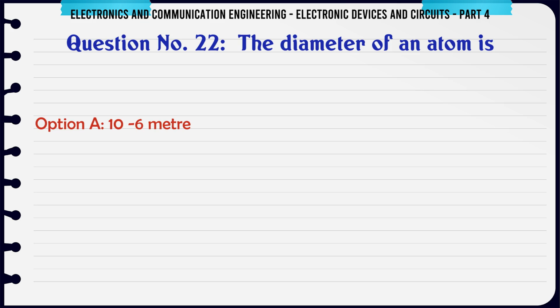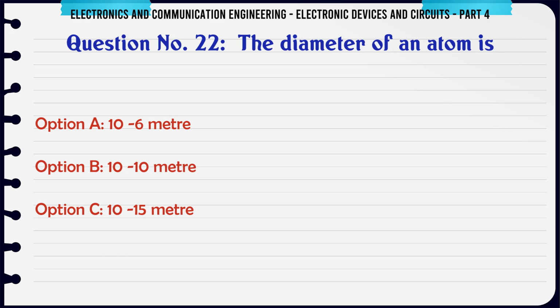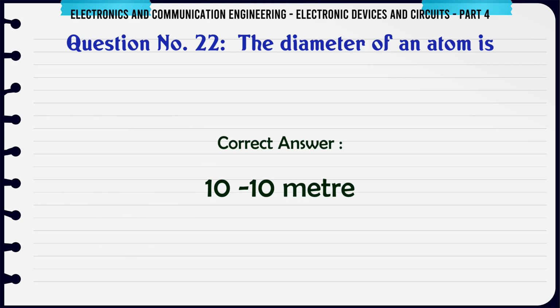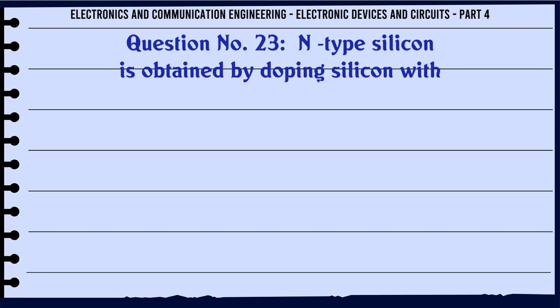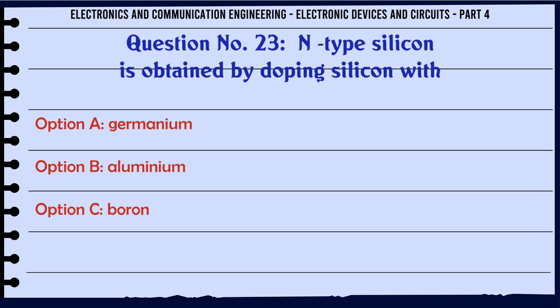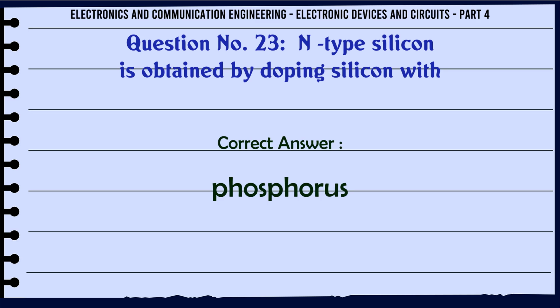The diameter of an atom is A, 10^-6 meter, B, 10^-10 meter, C, 10^-15 meter, D, 10^-21 meter. The correct answer is 10^-10 meter. N-type silicon is obtained by doping silicon with A, germanium, B, aluminium, C, boron, D, phosphorus. The correct answer is phosphorus.